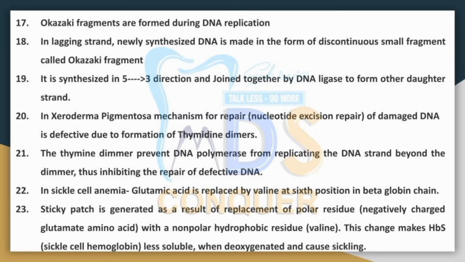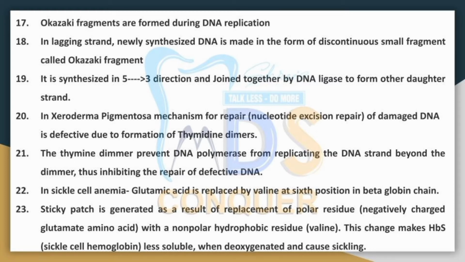Point number 20. In xeroderma pigmentosum, the mechanism for nucleotide excision repair of damaged DNA is defective due to formation of thymidine dimers. Point number 21. The thymidine dimer prevents DNA polymerase from replicating the DNA strand beyond the dimer, thus inhibiting the repair of defective DNA. Point number 22. In sickle cell anemia, glutamic acid is replaced by valine at 6th position in beta globin chain.